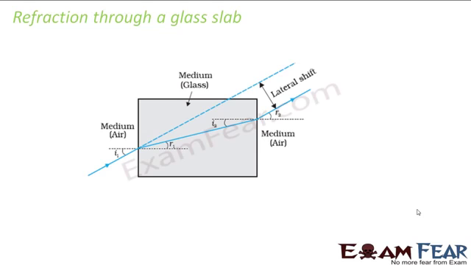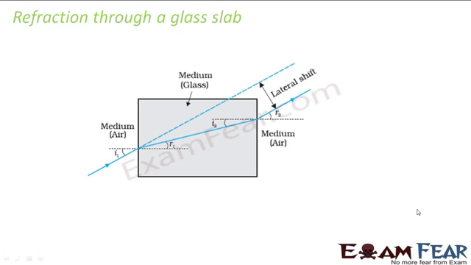Now let us look at the phenomenon of refraction through a glass slab. What happens when a ray of light passes through a glass slab? It first enters from air to the glass slab, then again it moves from glass to air. That means there are two transitions. First there is a change in medium when it enters from air to glass. Again there is a change in medium when it moves from glass to air.